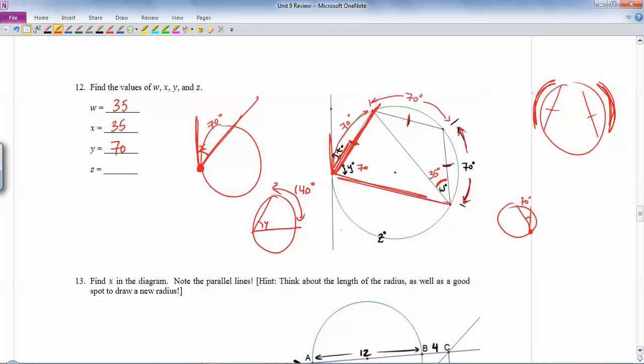And then Z. So Z we can do a couple different ways. Let me clear out some of this junk here. So this is 70. This is 35. One of the ways we could get Z is by doing 360 minus 70 and 70 and 70. So that's the easiest way probably. 360 minus 70 plus 70 plus 70 all put together. And that ends up being 150 degrees. Another way of doing it though, just so you practice another idea. Oh wait, does this work?